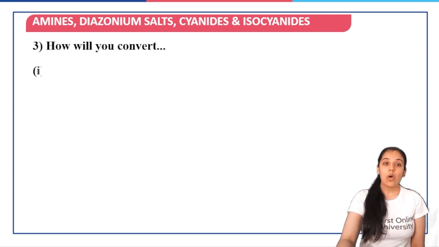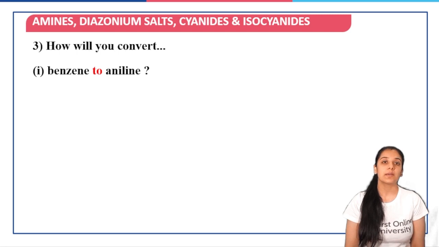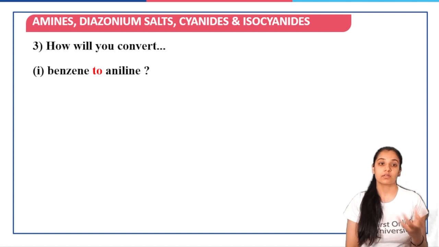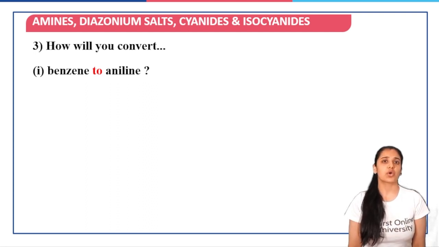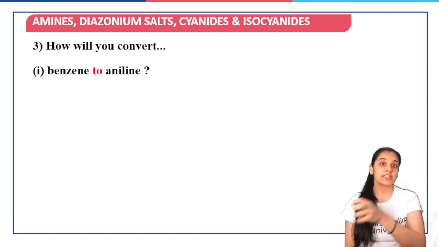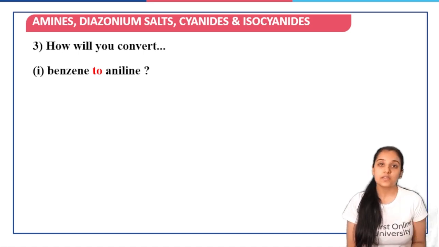Now the question is, how will you convert benzene to aniline? These conversions that we're now going to talk about are extremely important. You cannot say that it's an objective type paper, so we are not going to get questions based on conversion. No. You will not have to draw the intermediates, but you will be given a series of reagents and you will have to choose the correct option in terms of the sequence of reagents that have to be used for this particular conversion. And therefore, it will become very difficult for you if you've not practiced these questions.